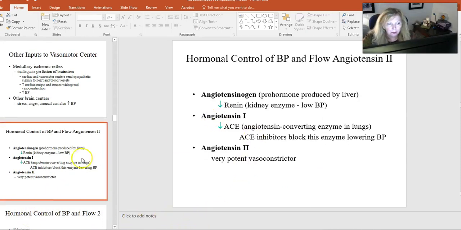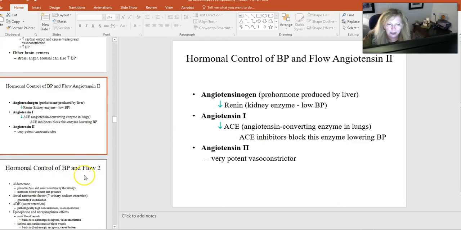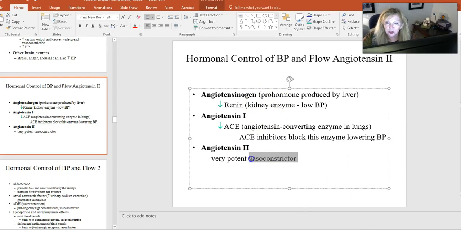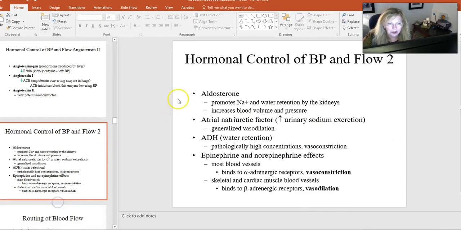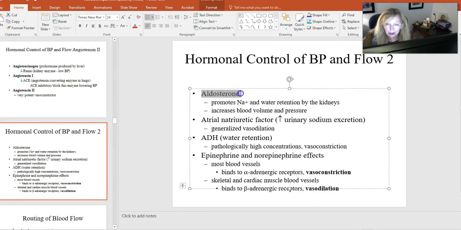We also know about these hormones. Angiotensin is the most powerful vasoconstrictor in the body, and we know that the kidneys secrete renin, the lungs and the liver both secrete precursor hormones to get to angiotensin, which is going to raise blood pressure. We have already talked about aldosterone.